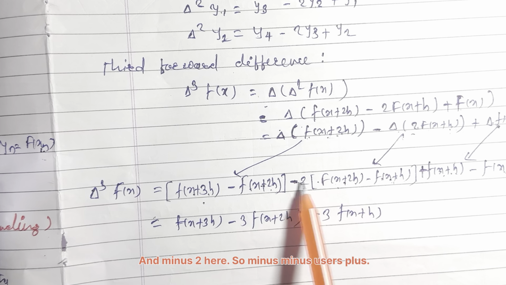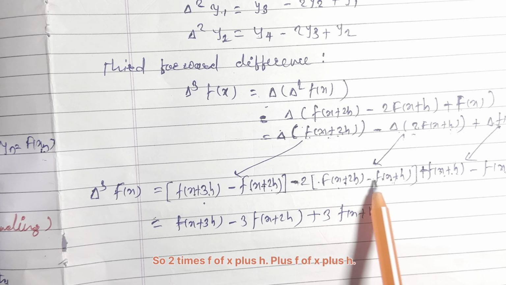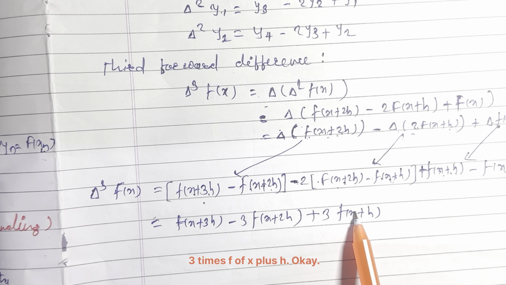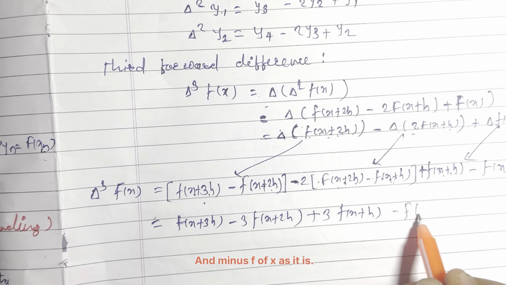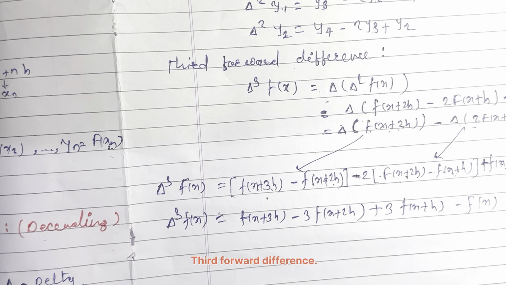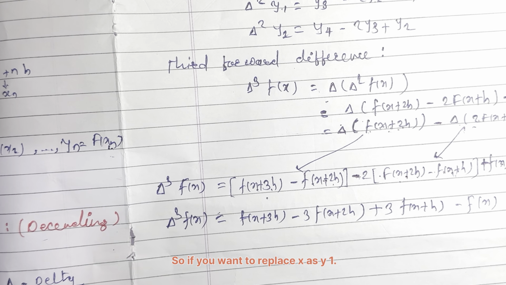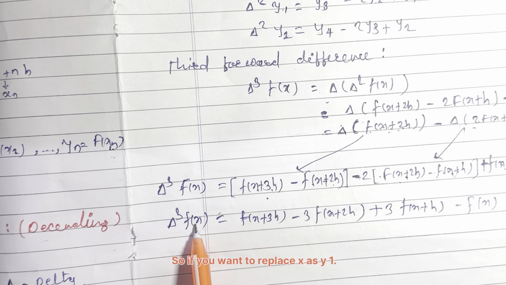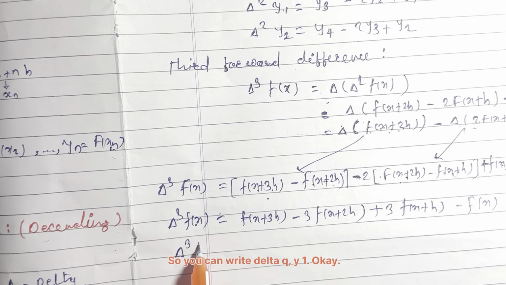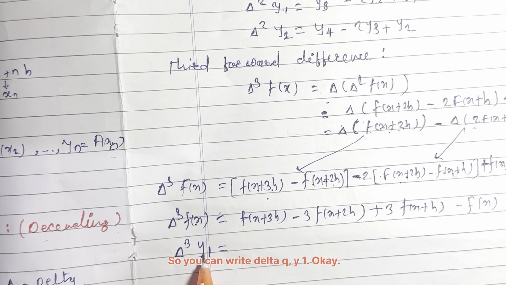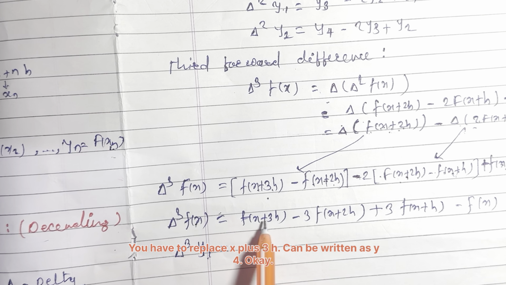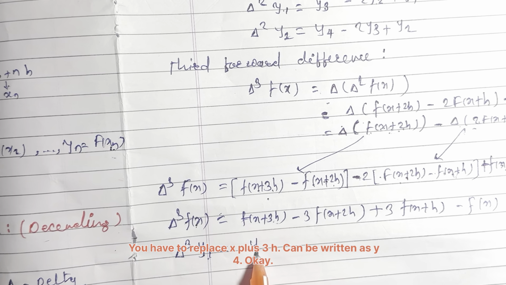Minus 2 here and minus 2 here, so minus minus gives us plus. So 2 times f of x plus h plus f of x plus h gives 3 times f of x plus h, and minus f of x as it is. This one is the third forward difference. If you want to replace f of x as y1, you can write delta cube of y1. Then f of x plus 3h can be written as y4.